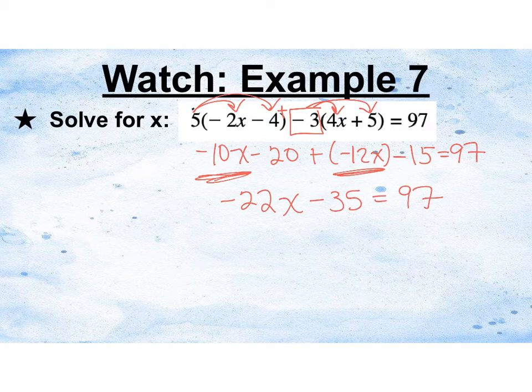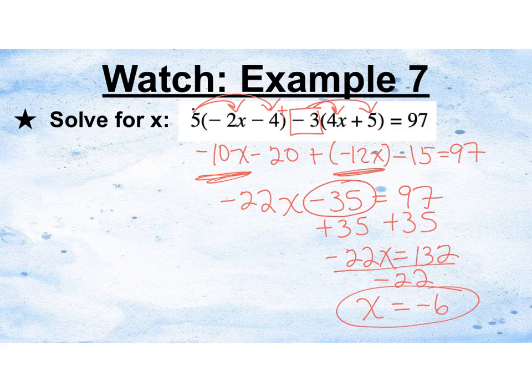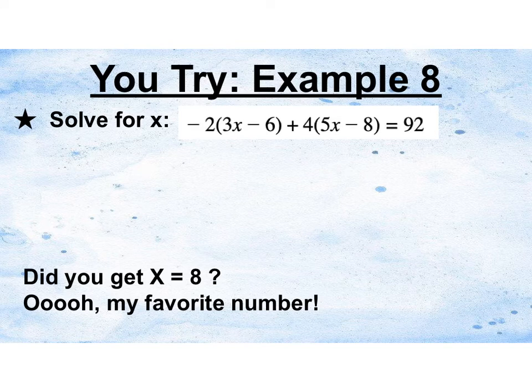Keep an eye on the x, so I want to undo this minus 35, so I'm going to add 35 to both sides. And I get negative 22x equals 132. You'll have your calculator for that. I can divide both sides by negative 22, and I get x to be negative 6 for my final answer. Go ahead and try example 8. It's another example with distributive property. Be careful of your negative signs. Did you get the answer? X equals 8? That's my favorite number.